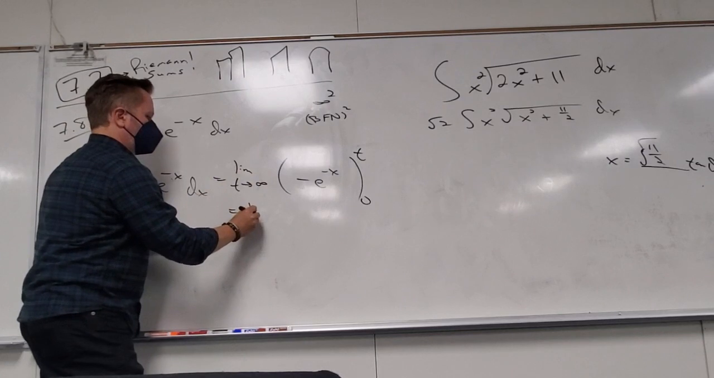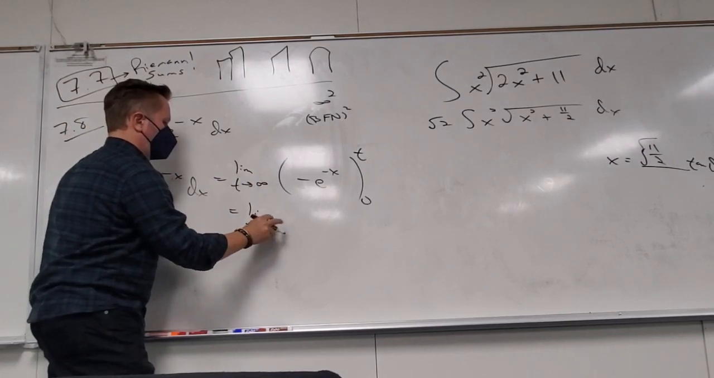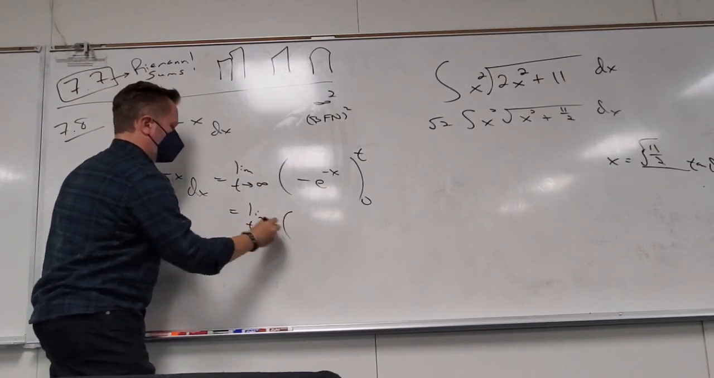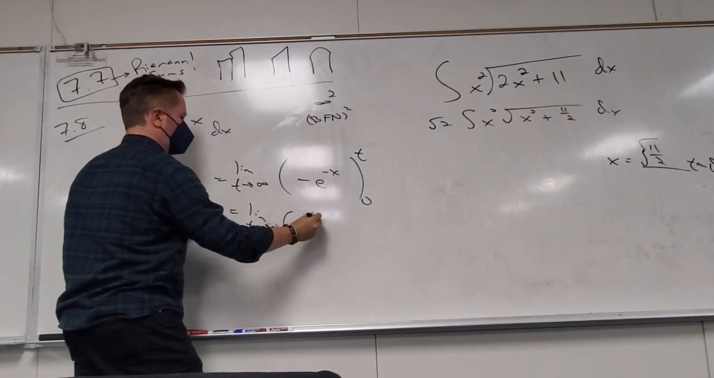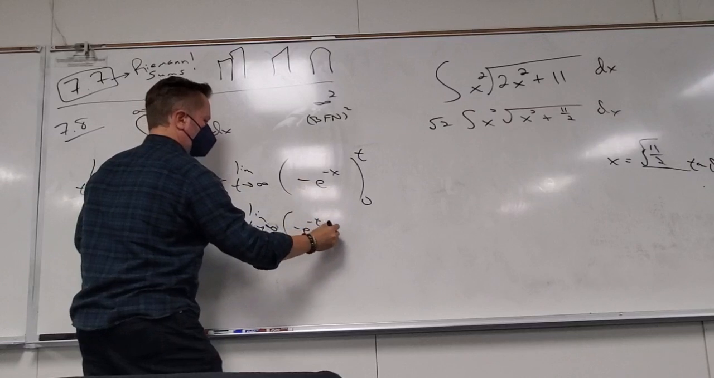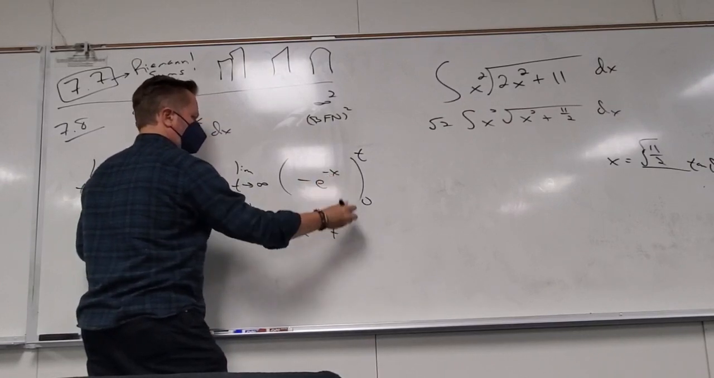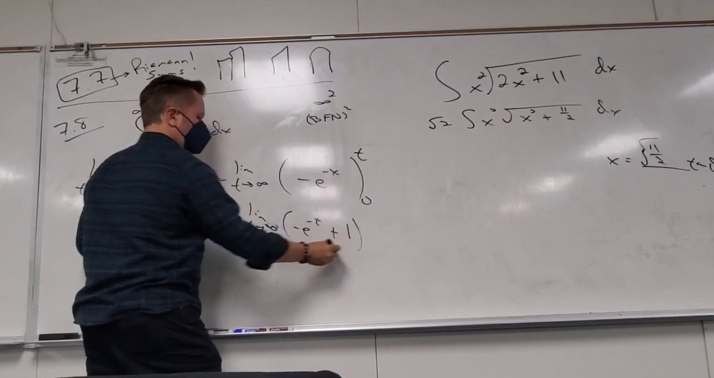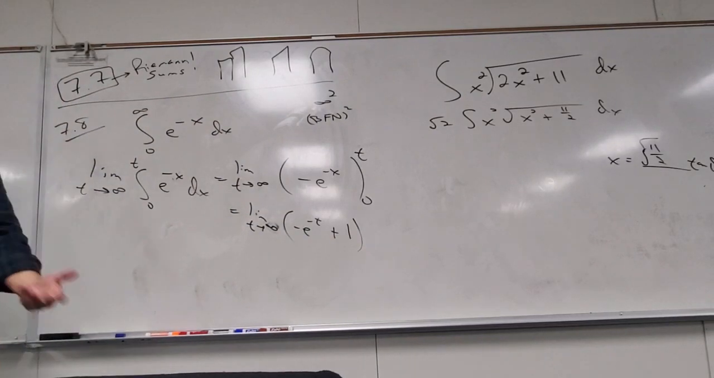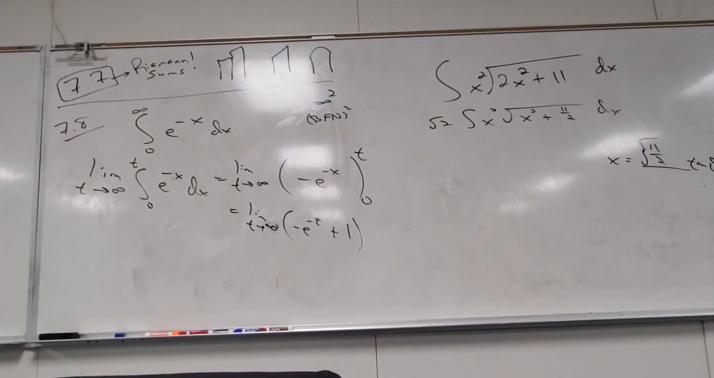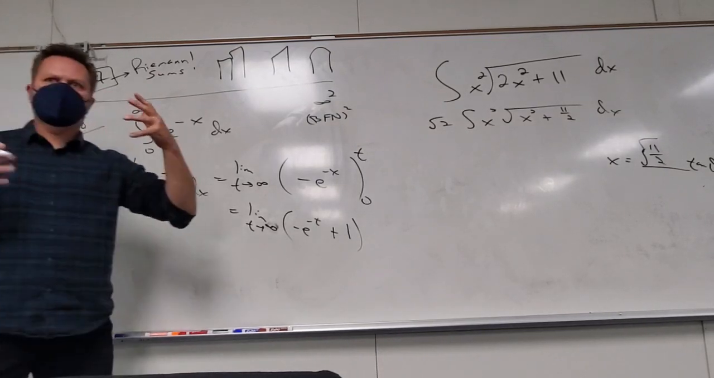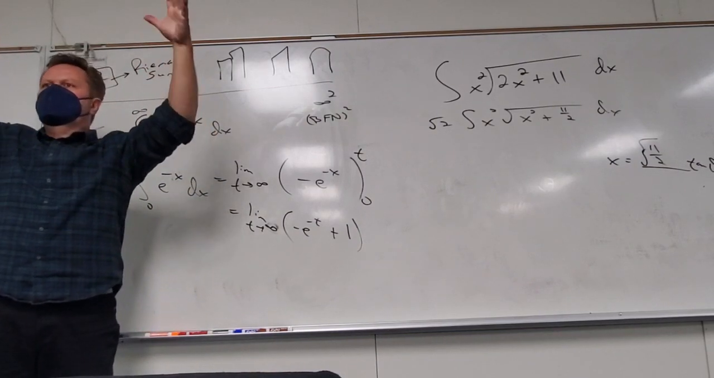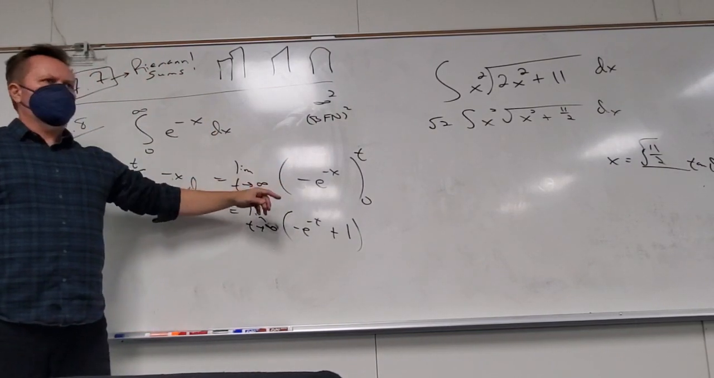Help me out now. What is that? Evaluate that inside. So this would be negative e to the negative t. So minus negative, so plus. What's e to the 0? 1. Right? And then the last step of this problem is a limit problem, which should be easy for us, right?